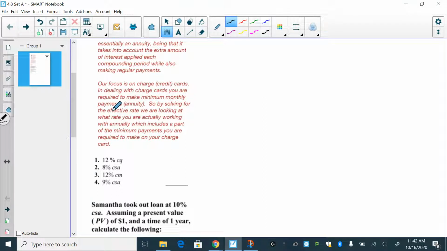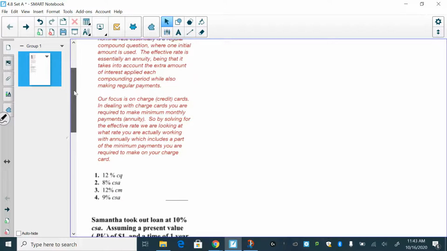So there's going to be something called nominal rates and then your effective rates. So the ones I give you are nominal rates. So your credit card gives you your nominal rate and then there's what really happens. So let's just look at this. So number one is talking about 12% compounded quarterly. Great. So I'm just going to scroll this up for a second.